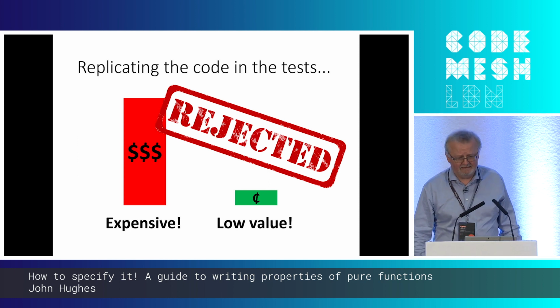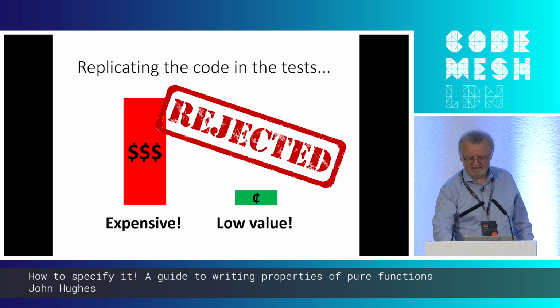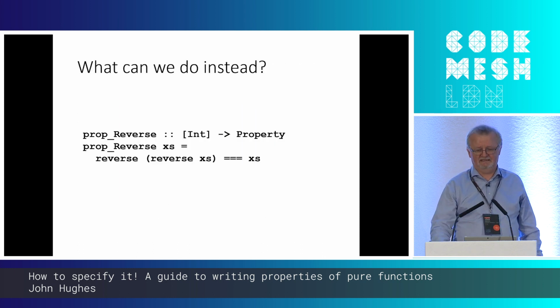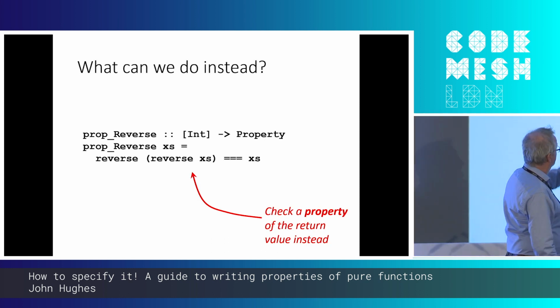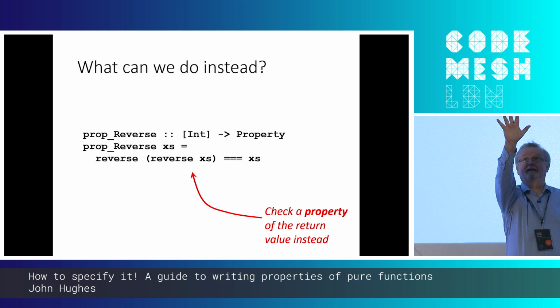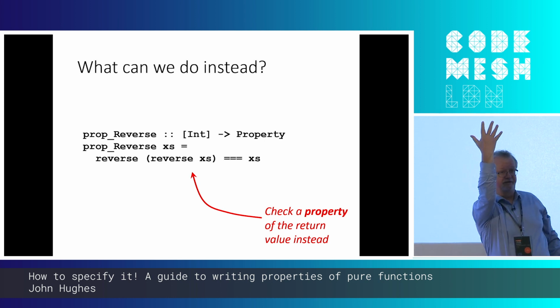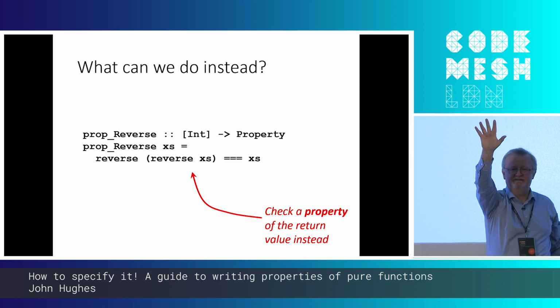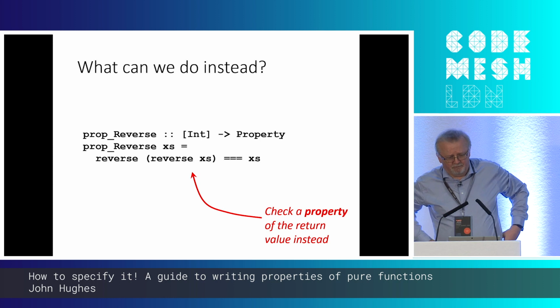So what can we do instead? Well, instead of trying to predict the result of reverse, I can just write a property of the result of reverse, like this one, that says that if you take any list xs, here's a list of 5 fingers, and you reverse them, and then you reverse them again, you get back the list you started off with.